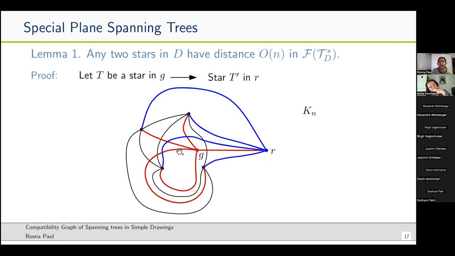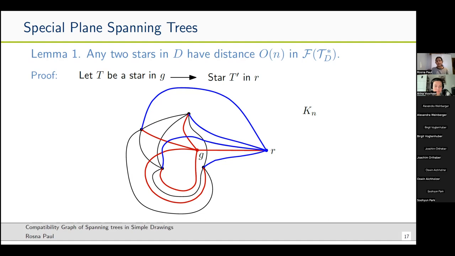But here you can see that, yes, some edges cannot be added immediately to the red star because they are crossing the edges of the red star. But there are also some edges, for example, this blue edge, you can add because it is not crossing any of the edges of the red star. So we have to make sure that the edges we are adding from the blue star are not crossing the edges of the red star. So how can we guarantee this condition?